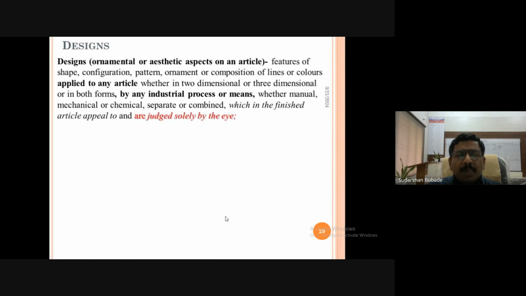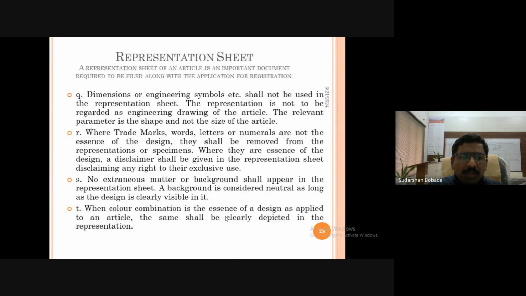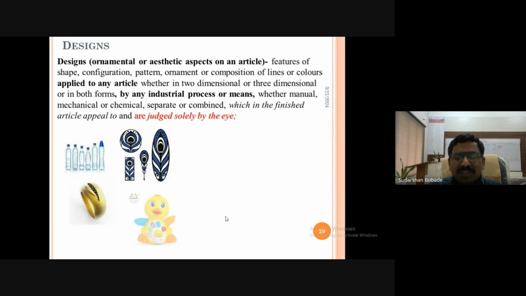Next, these are nothing but the do's and don'ts in terms of the 21 stages. Now we will see first of all what the different types of designs are for which patents can be granted.